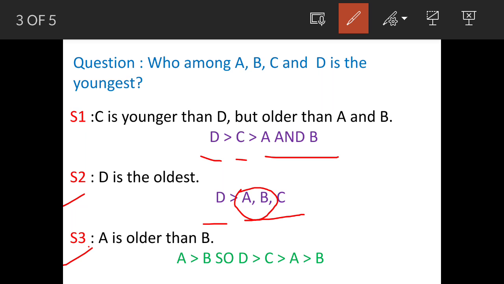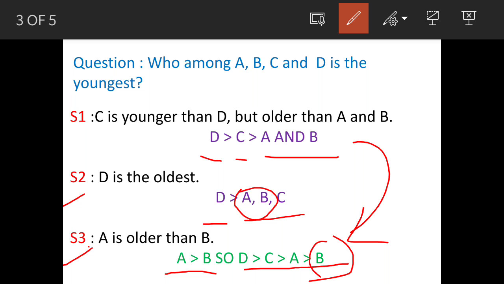Now statement 3 says A is older than B. So if A is older than B, then we can put this equation like this: D is greater than C and C is greater than A and A is greater than B. So this means B is the youngest. So that means statement 1 and statement 3 are required to answer the question.